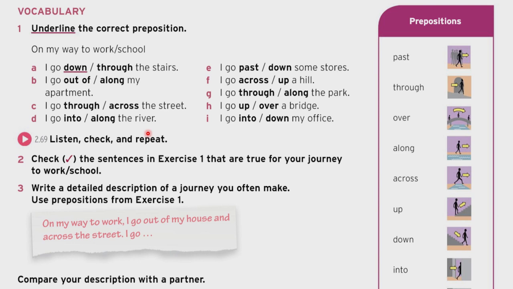Very good. Now, you're going to check the sentences in exercise 1 that are true for your journey to work or school. When you go to work or when you go to school, do you go down the stairs? If your room is upstairs, well, you have to go down the stairs, so you're going to write a check mark. But if you don't, well, you're not going to write anything. All right, do it, and when you finish, we'll continue with exercise number 3.